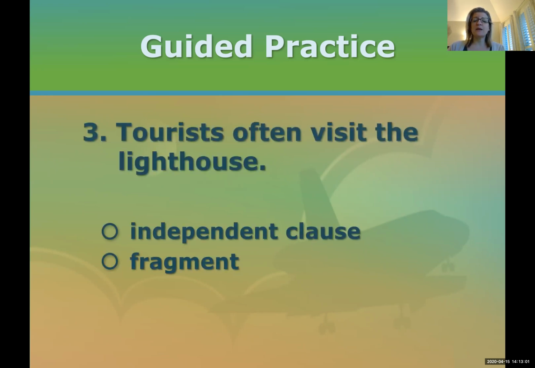Let's look at number 3. Tourists often visit the lighthouse. Does this have a subject? Yes, it does. It's tourists. What are the tourists doing in this sentence? They're visiting. So we have a subject, we have a predicate, and we have a complete thought. This is a complete sentence or an independent clause. Both are exactly the same thing.